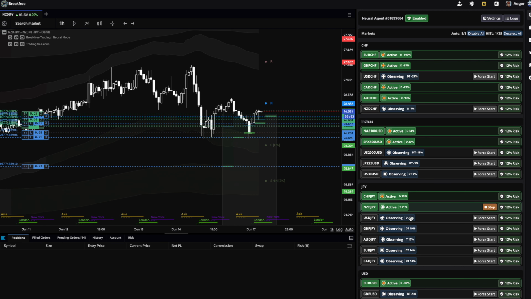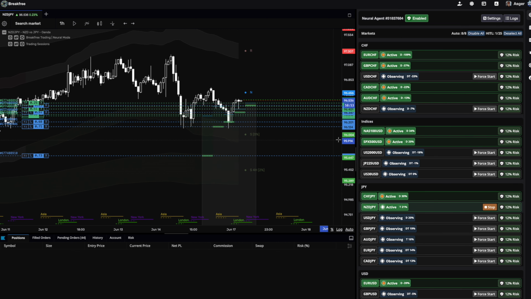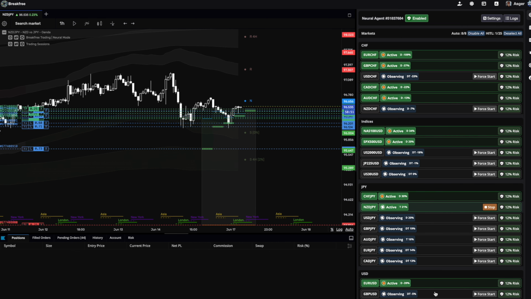So now you have overridden the strategy that Neo agent is running, and now you've force started it to trade New Zealand dollar, Japanese yen instead. And of course, this is something you can choose to do, but automatically Neo agent will choose and pick from all these markets. So if you want to stop, you just click stop, and then it will automatically take it off again. It just takes a minute.